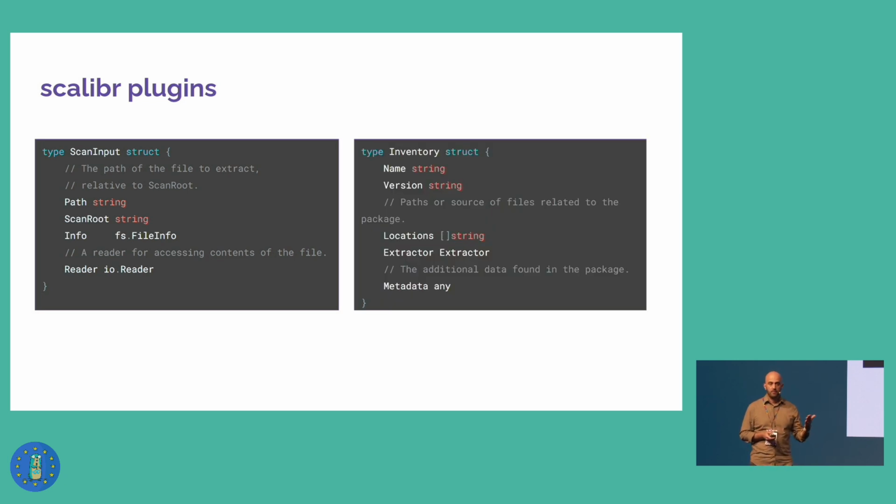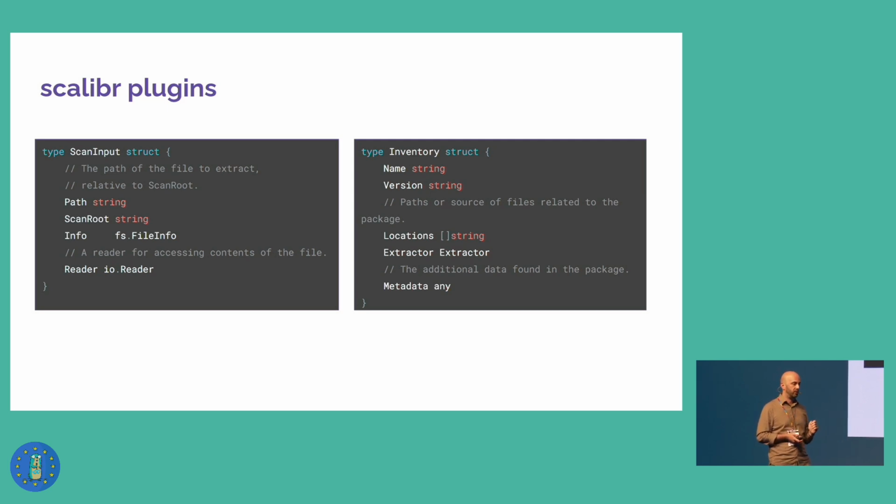It has a name, has a version, all the locations where this inventory was extracted from, the actual extractor that extracted it, and also the most important thing, the metadata. This is any information you want to extract from your binary, so that's why the type is any. That's all we need to know about extractor in Scalibur.